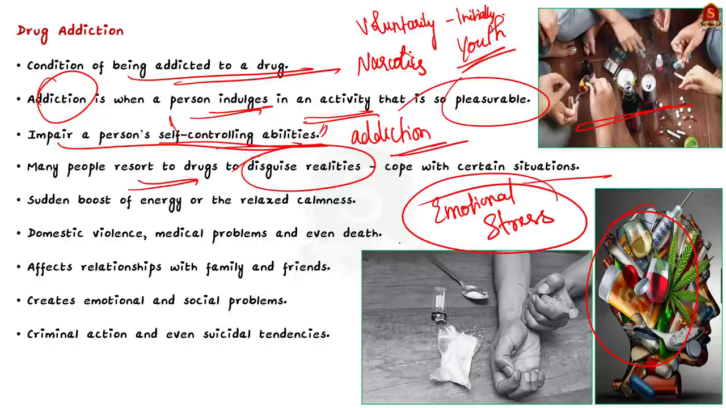The effects of drugs can vary in numerous situations as well. It completely changes the way a person thinks and behaves. First, a person tries drugs to cope with a situation and, due to the addicting effects, doesn't recognize reality. This in turn affects whatever relationships they have in their life, and the impact is mostly always negative. See, the drug affects the body and mind, like the sudden boost of energy or the relaxed calmness, which is also why drugs are popular. It results in domestic violence, medical problems, and even death.